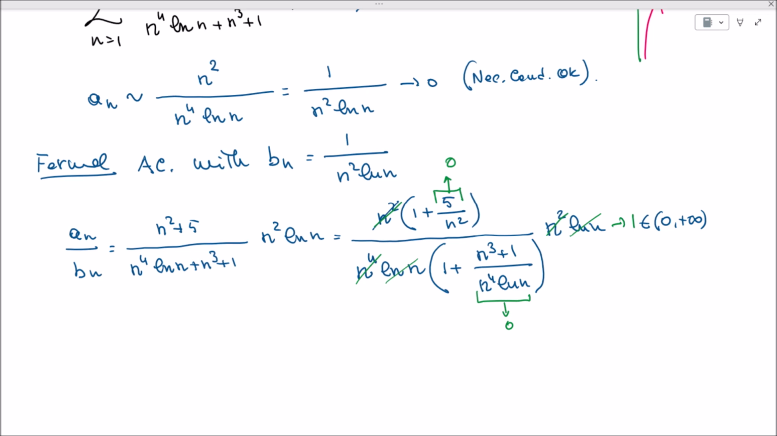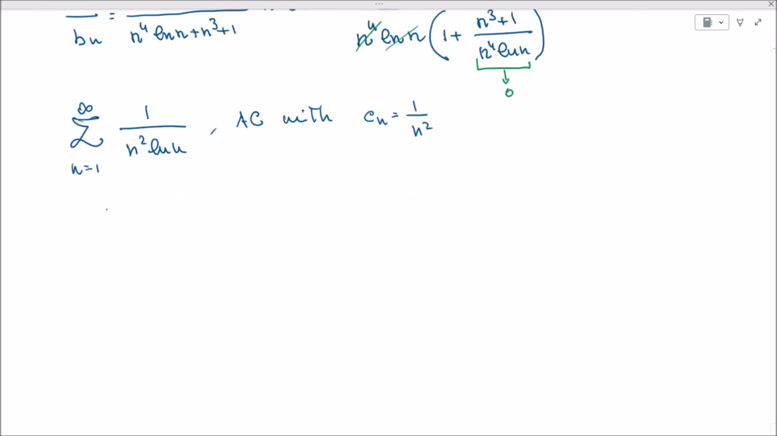But the thing is that we still don't know what the series, as n goes from 1 to infinity, of 1 over n squared logarithm of n does. But we know that if we find this behavior, this will be exactly the behavior of the original series. So we can attempt an asymptotic comparison with another series Cn equal to 1 over n squared, which we know is a convergent series. So let's attempt this.